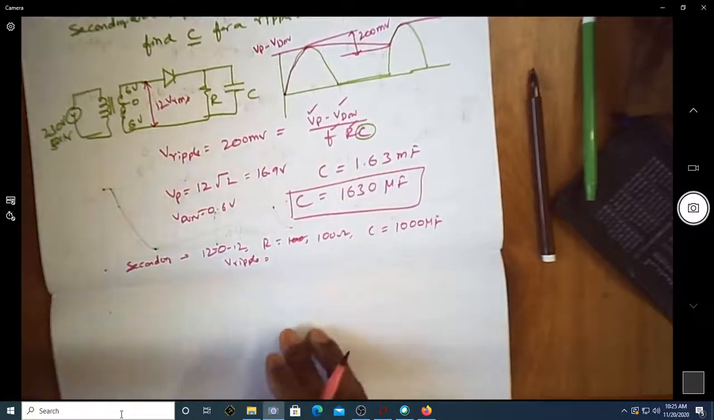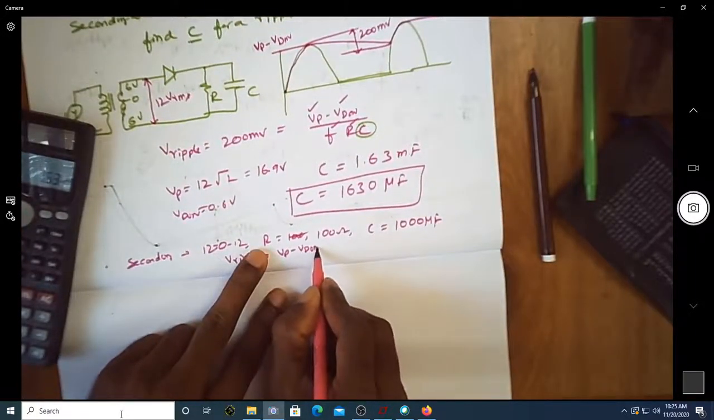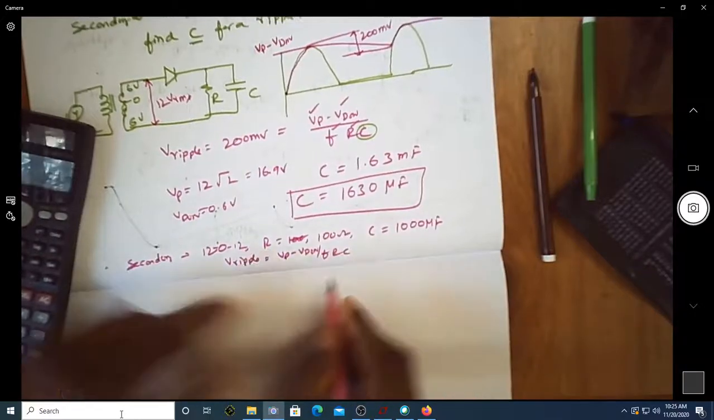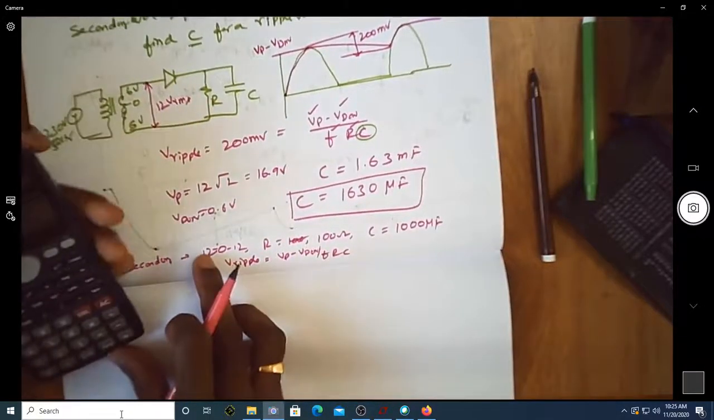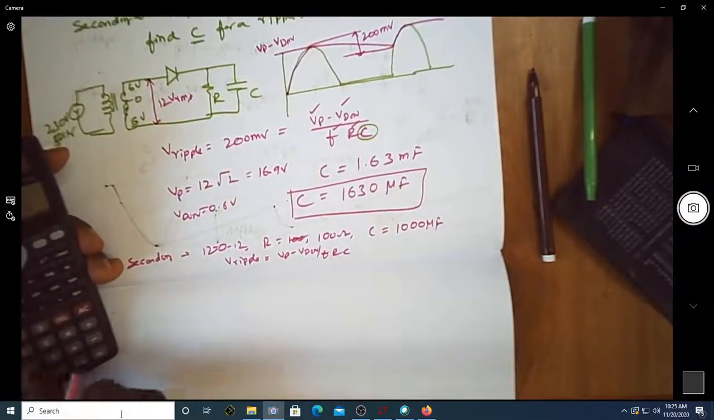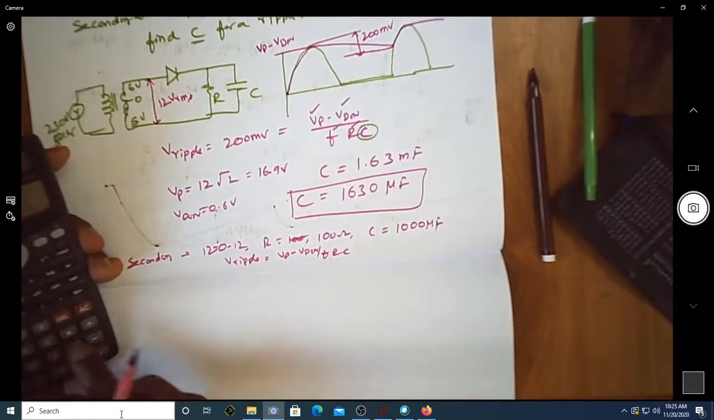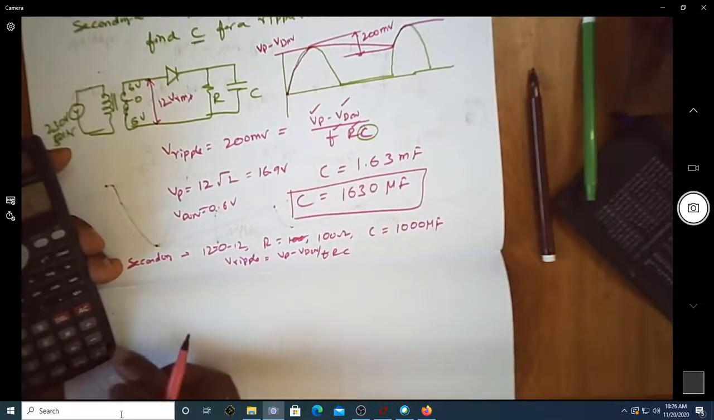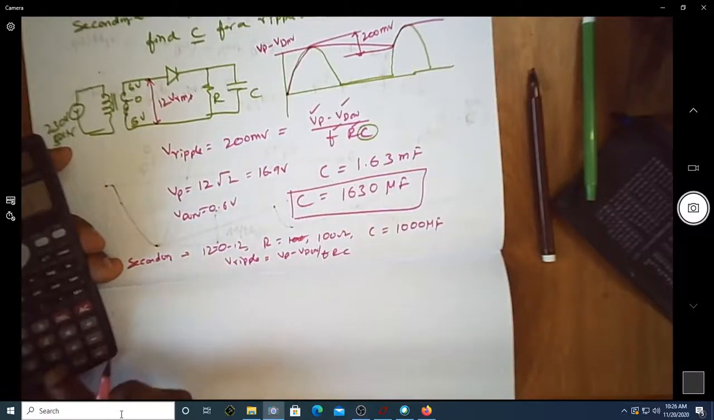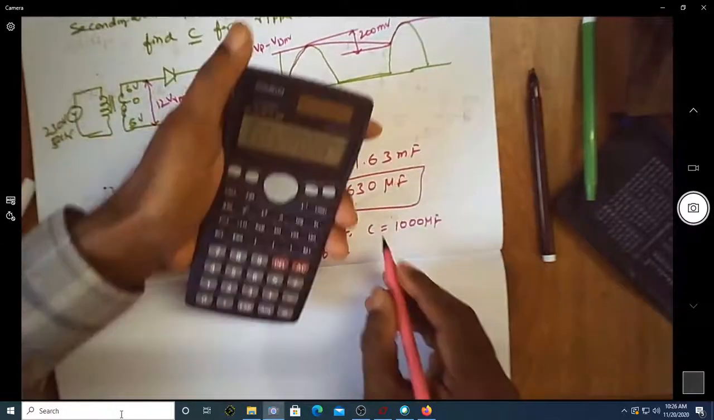I can find the value of V ripple, which is nothing but (Vp minus Vd) divided by FRC. So this comes out to be, since it is a 12-0-12 transformer, so it is 24 into root 2 minus 0.6, so that will be 33.34 divided by F is 50, R is 100 into C is 1000 exponential minus 6, so it comes out to be 6 volt.